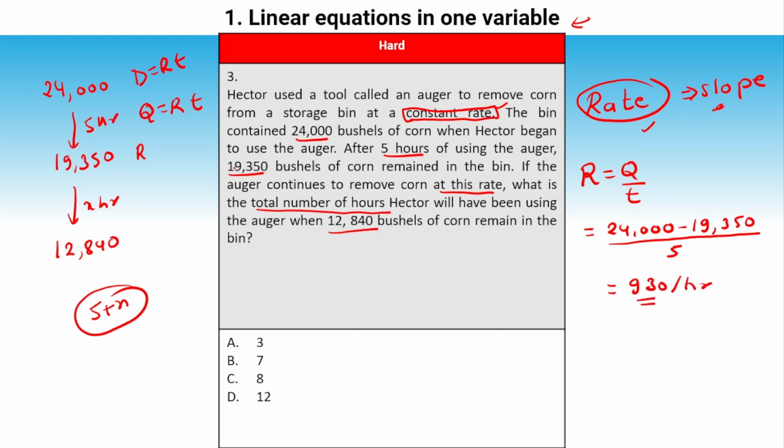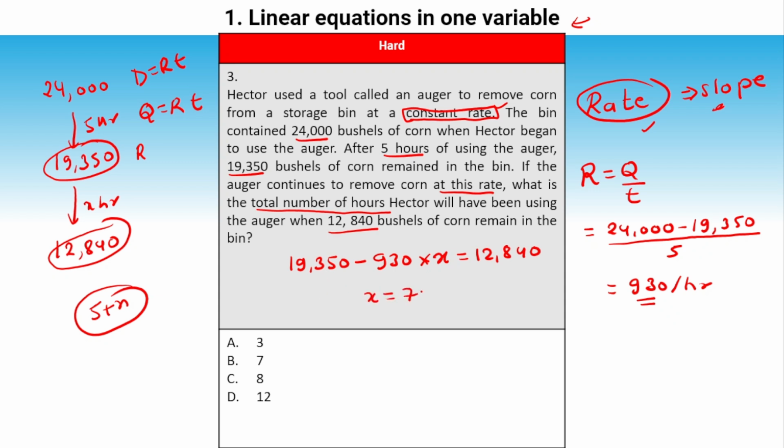Now let's connect these two parts with a linear equation. Initially there were 19,350 bushels. Then he started to remove, so the slope is negative, and the slope is 930. He removed the bushels for some x hours, and finally the remaining number of bushels was 12,840. If you solve for x, you will get x as 7 hours.